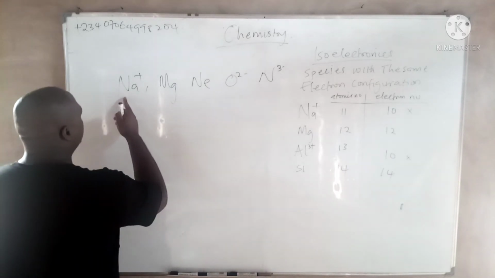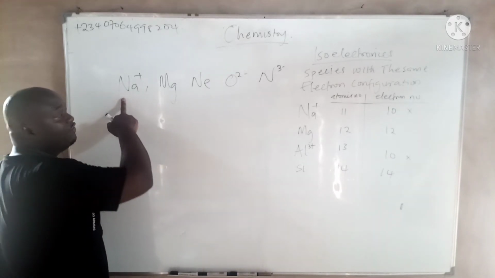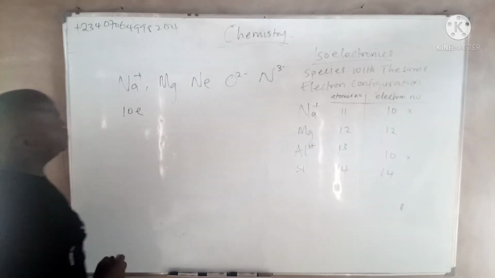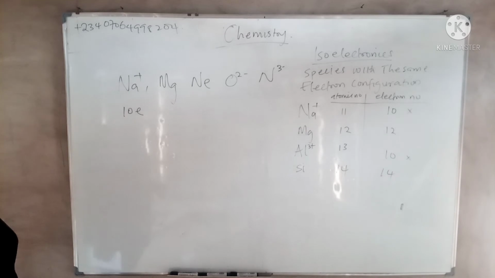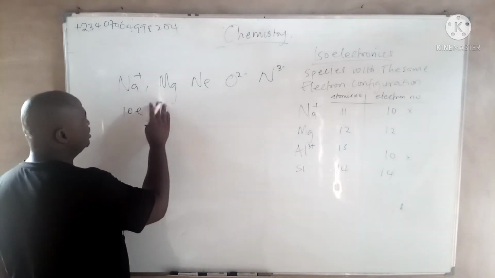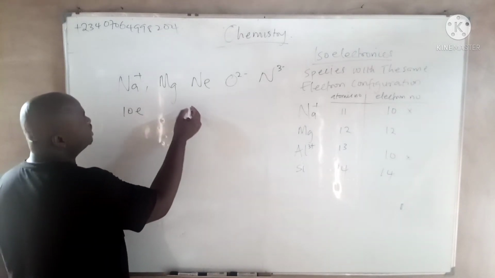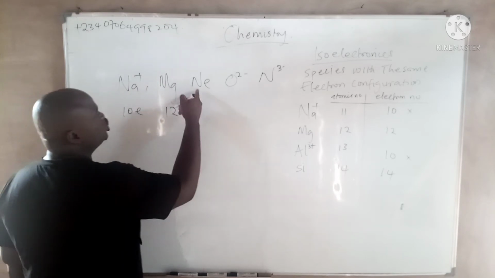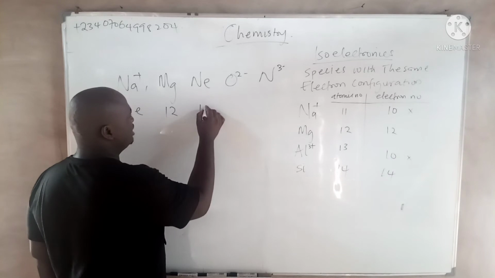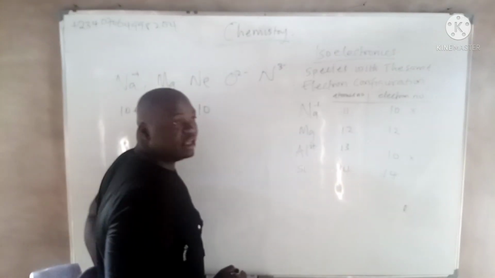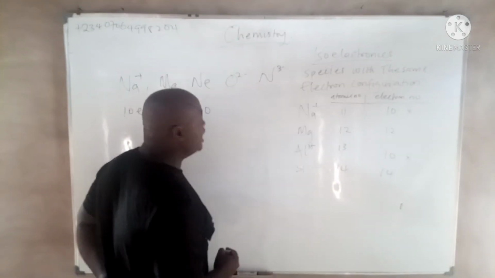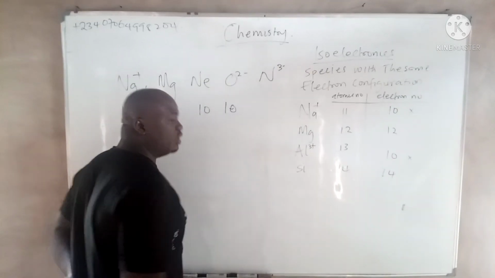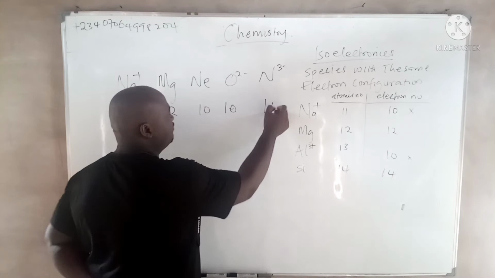The atomic number of sodium is 11. It lost 1, therefore you have 10 electrons. Magnesium is number 12. So as an atom, magnesium is number 12. Yes, so this is 12. Neon is number 10, right? The atomic number. Oxygen is number 8. It gains 2 more electrons, therefore you have 10 now. Nitrogen is number 7, it gains 3 electrons, it has 10.